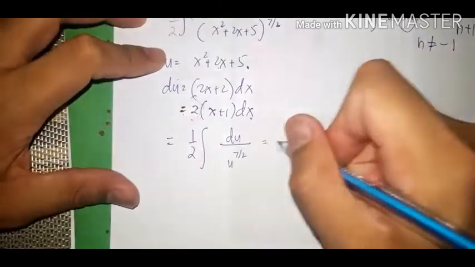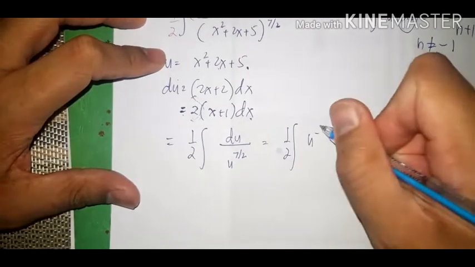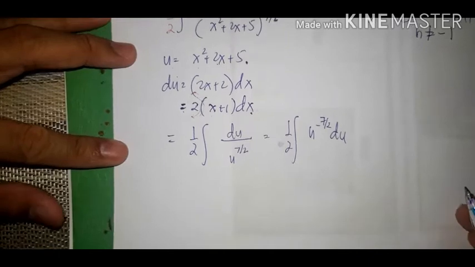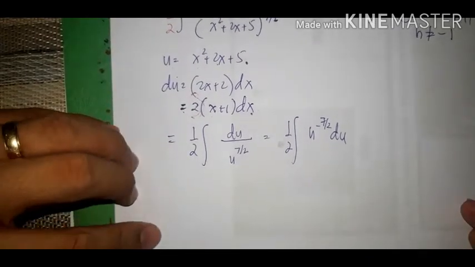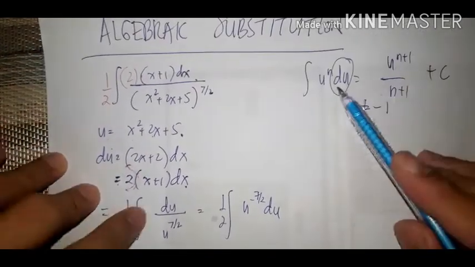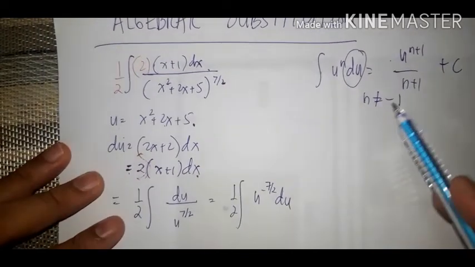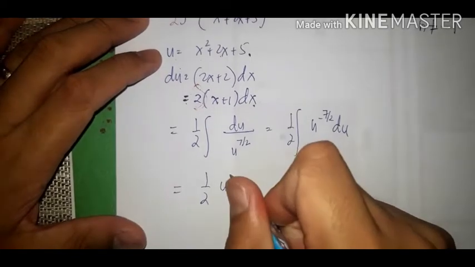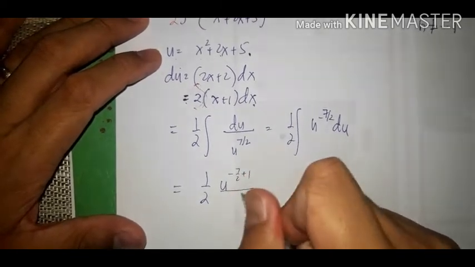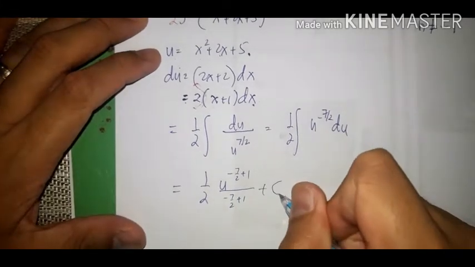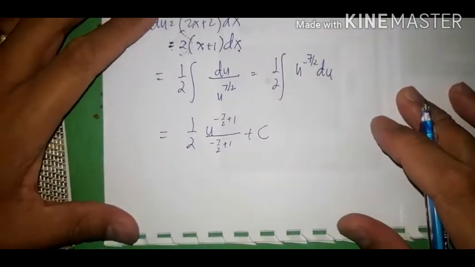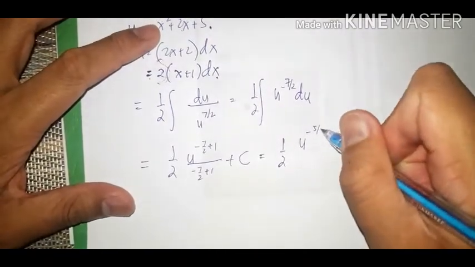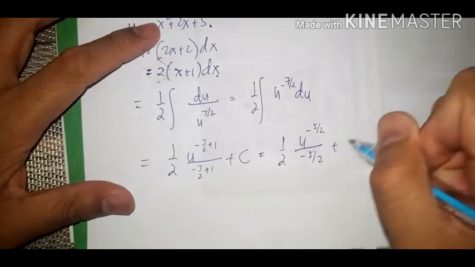But this can be written as 1/2 the integral of u to the negative 7 over 2 du, since we just used the laws of exponents: when you move the exponent up, it becomes negative. So we can now use the formula for u to the n du, which is u to the n plus 1 over n plus 1 plus c. This now gives you 1/2 times u to the negative 7 halves plus 1 over negative 7 halves plus 1, plus c. But negative 7 halves plus 1 is negative 5 halves. So this is 1/2 u to the negative 5 halves over negative 5 halves plus c.